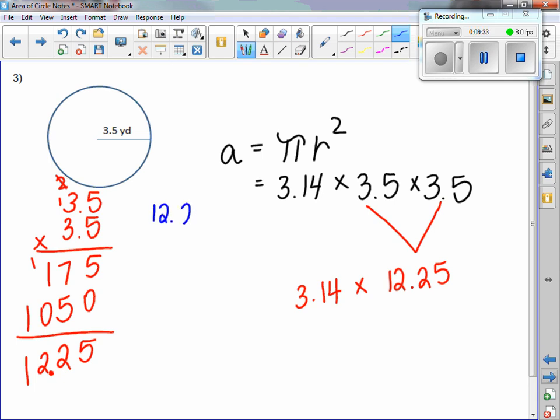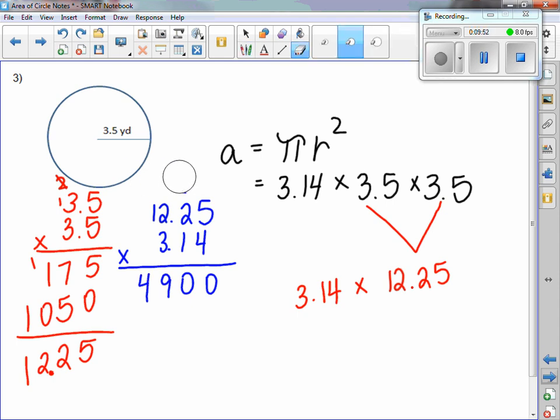12.25 times 3.14. 5 times 4 is 20. 4 times 2 is 8, plus 2 is 10. 4 times 2 is 8, plus 1 is 9. 4 times 1 is 4. Now I can go ahead and place my 0, and I can multiply my 1. 1 times 5 is 5. 1 times 2 is 2. 1 times 2 is 2. 1 times 1 is 1.